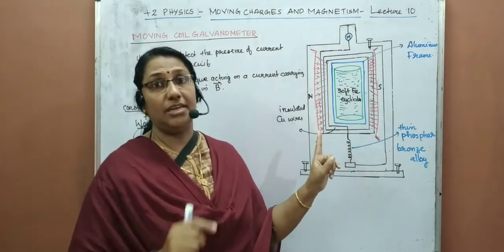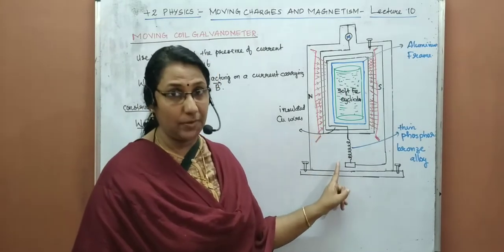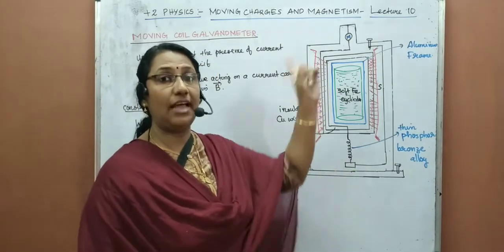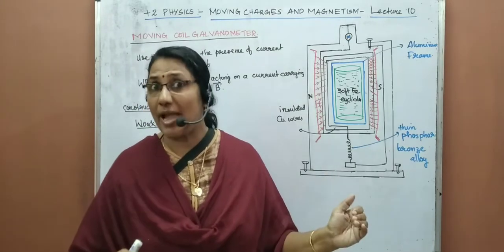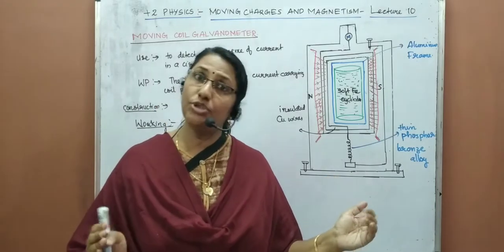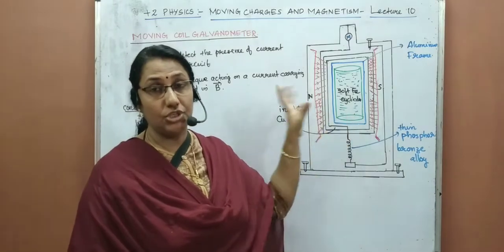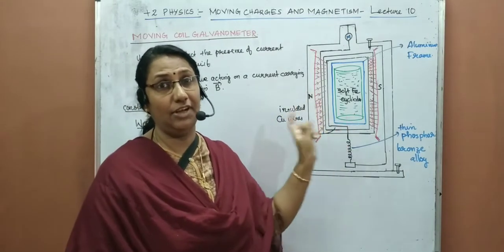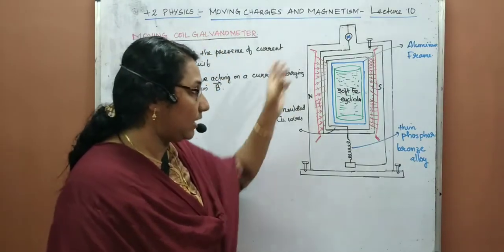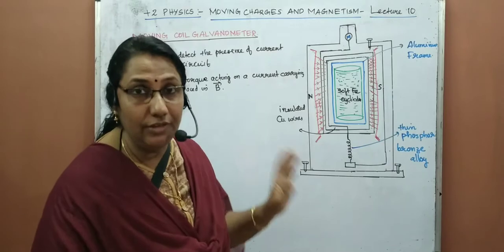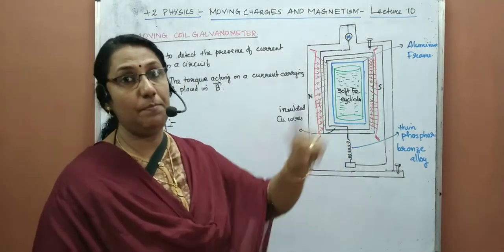Surrounding the aluminum frame, there are several turns of insulated copper wire, whose one end is connected to a thin spring made of phosphor bronze alloy, and the other end is connected to a mirror. The whole arrangement is kept inside the strong magnetic field of a powerful horseshoe magnet or electromagnet. And the soft iron cylinder is used to concentrate the radial magnetic field provided by the magnet. The whole setup is kept inside a wooden box with the front glass windows. The spring also contains a needle which scrolls over a meter.